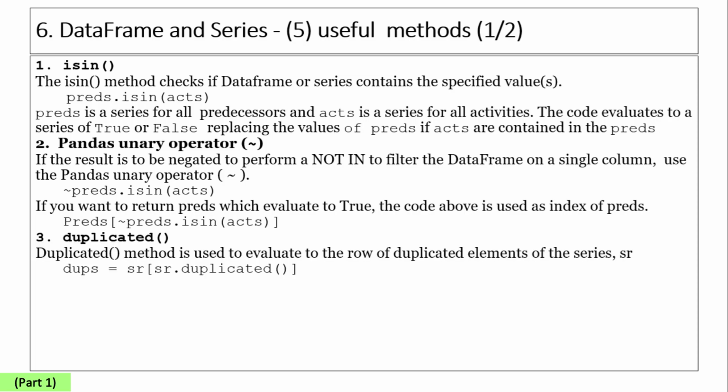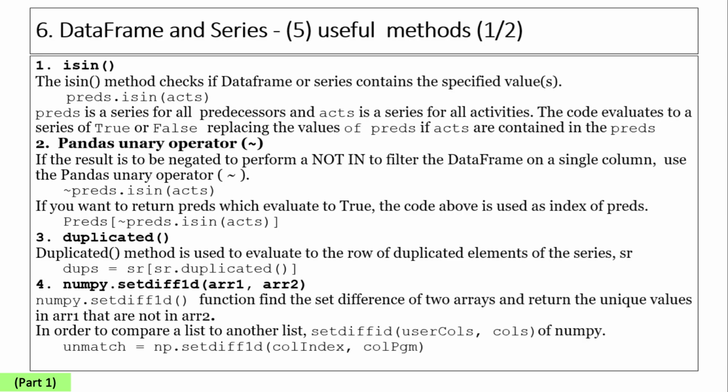The duplicated method returns a series with true and false values that describe which rows in the data frame or series are duplicated or not. Scheduled activities should be unique. We need to find the duplicated activities so that the duplicates may be highlighted for your action to remove them.